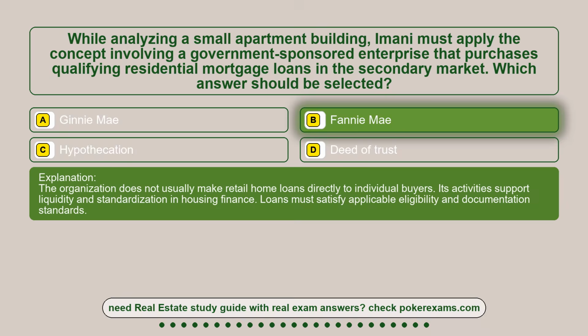The organization does not usually make retail home loans directly to individual buyers. Its activities support liquidity and standardization in housing finance. Loans must satisfy applicable eligibility and documentation standards.